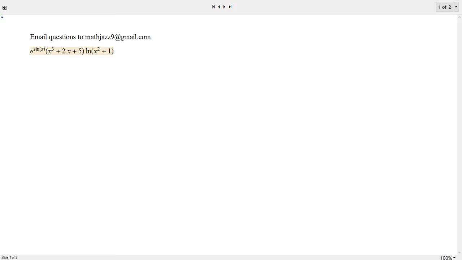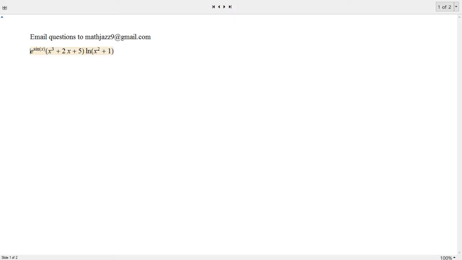This is going to require the derivative of a three-way product, and it's going to have the chain rule at a few different steps. So let's do this. Actually, the best way to do this is going to be using logarithmic differentiation. So let's see an example of that actually.